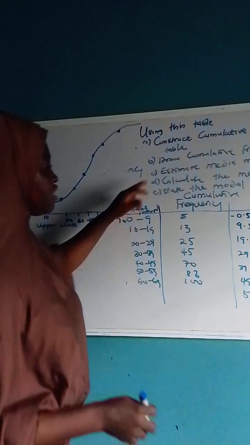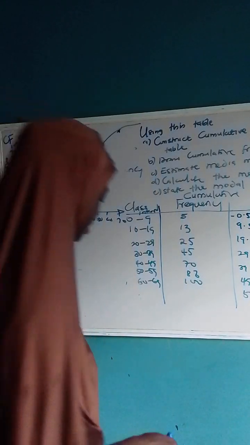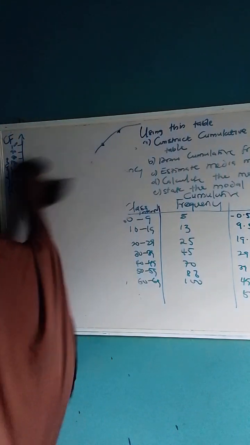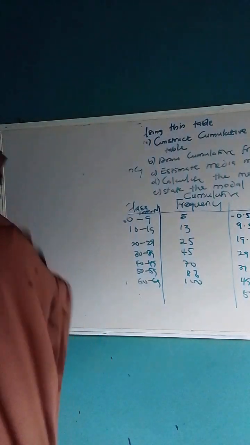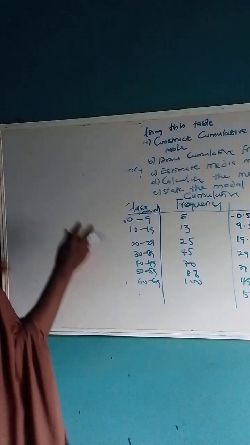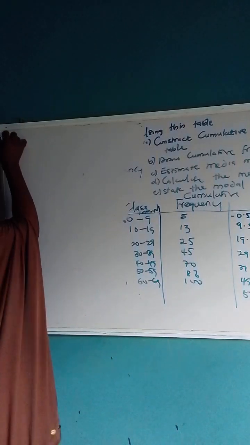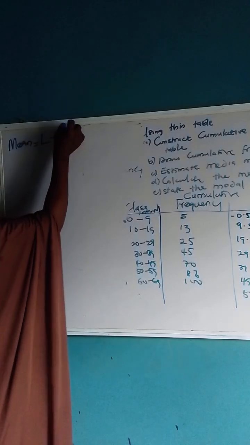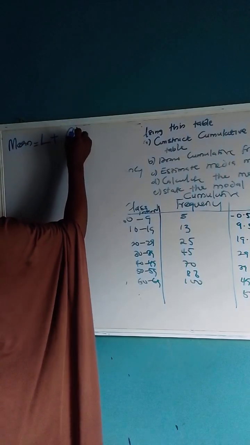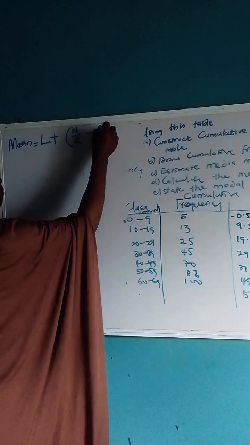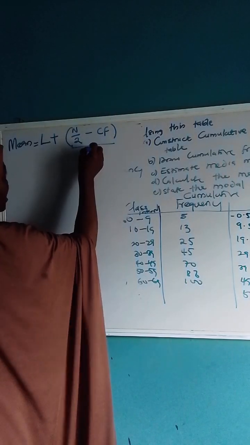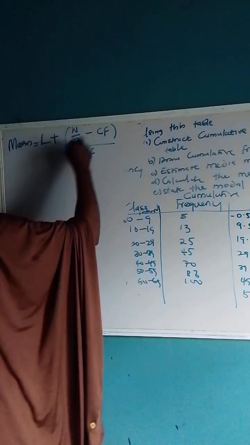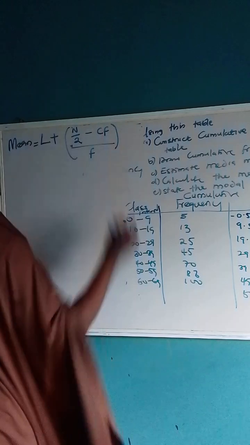So the next one is that you calculate the median mark. So we have to calculate the median mark. The formula for calculating it is equal to L plus bracket n divided by 2 minus cumulative frequency, divided by frequency. What does it mean?